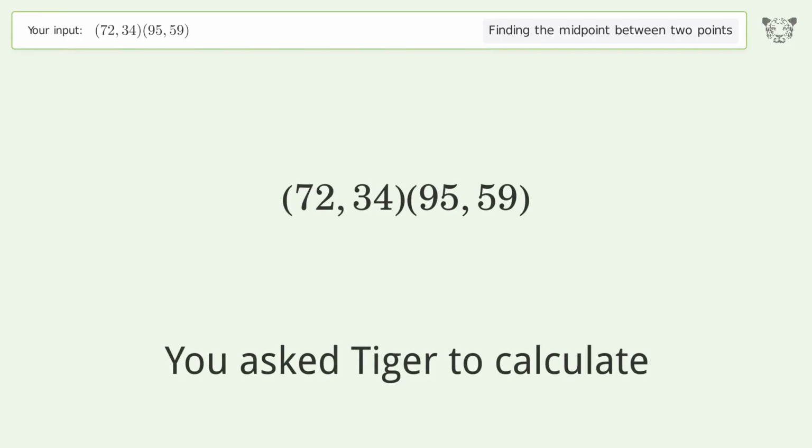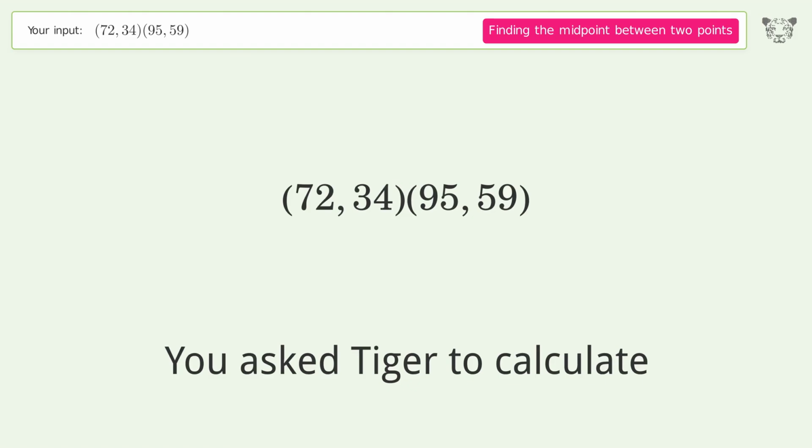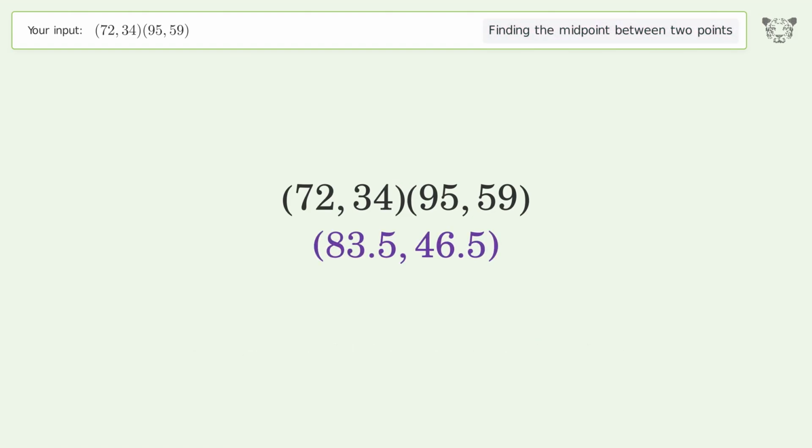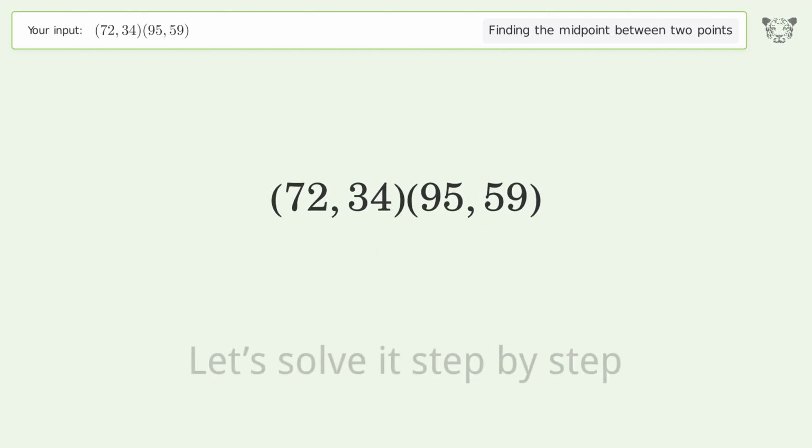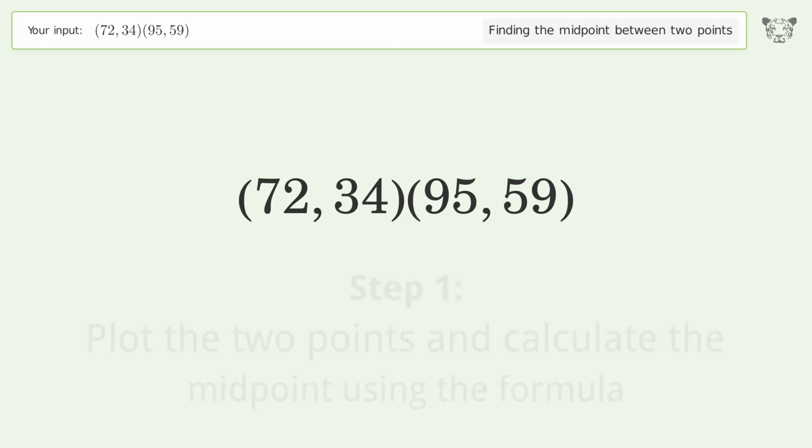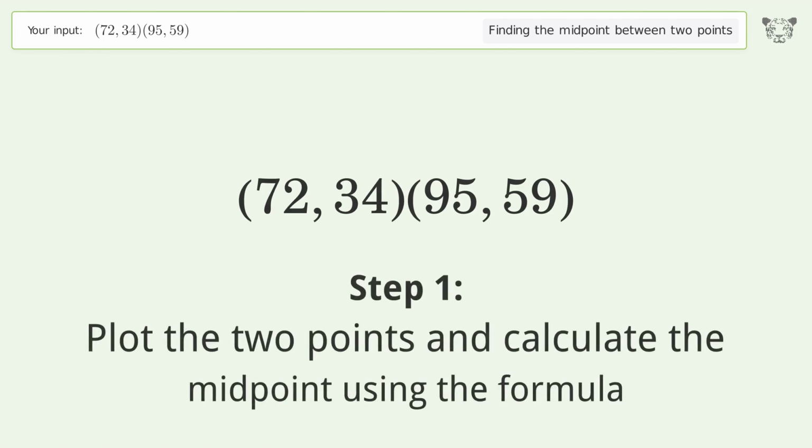You ask Tiger to calculate. This deals with finding the midpoint between 2 points. The midpoint between the 2 points is 83.5, 46.5. Let's solve it step by step. Plot the 2 points and calculate the midpoint using the formula.